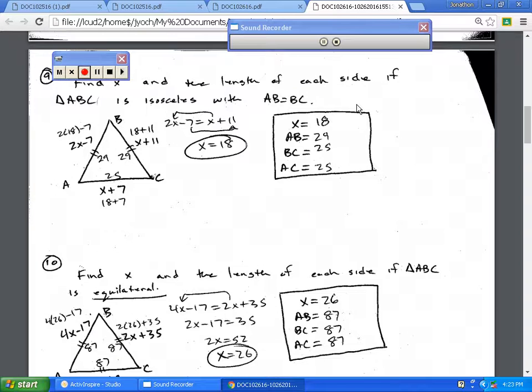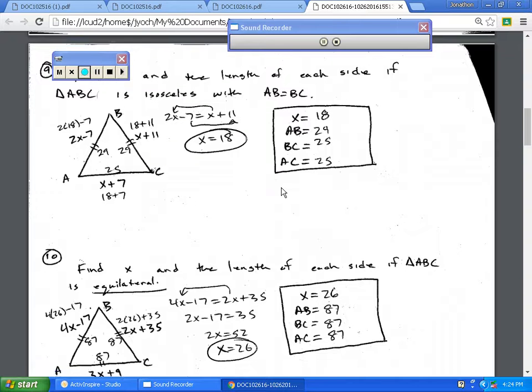Alright, number 9 here, find x and the length of each side if triangle ABC is isosceles with AB equal to BC. So first off, if AB is equal to BC, set them equal to each other. 2x minus 7 is equal to x plus 11. Subtract x from both sides, add 7. X is equal to 18. Plug 18 in there, you get 29, 29. Plug 18 into AC. AC is not used until the very end. AC is not equal to anything, so just plug 18 in for x, you get 25. 29, 29, 25 are your three side lengths.